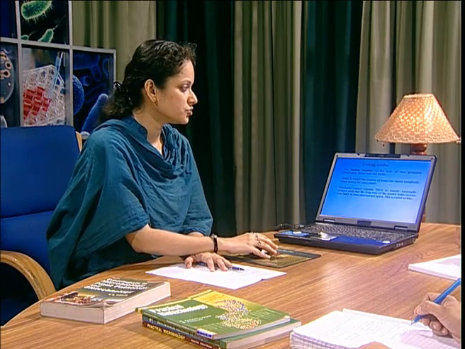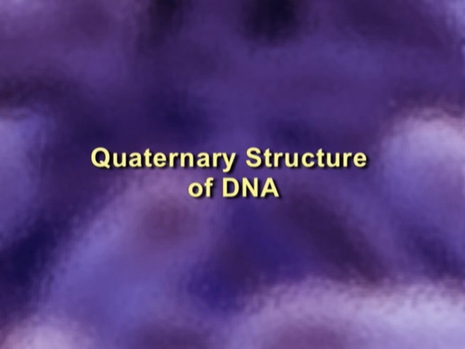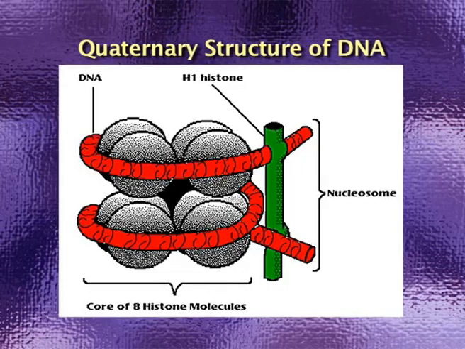Now let us move to the quaternary structure. So what is the quaternary structure? It involves the higher order folding of chromatin in chromosomes. So when two different DNA units are interacting with each other, it forms the quaternary structure.